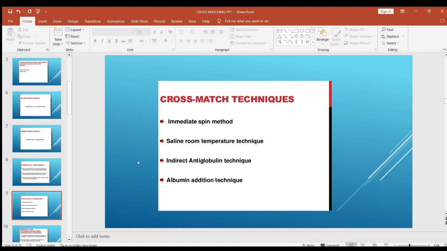Next, cross-match techniques. There are different techniques explained for cross-matching. First type, immediate spin method. Second one, saline room temperature technique. Third one, indirect antiglobulin technique, that is the Coombs test. And the fourth one is the albumin addition technique.